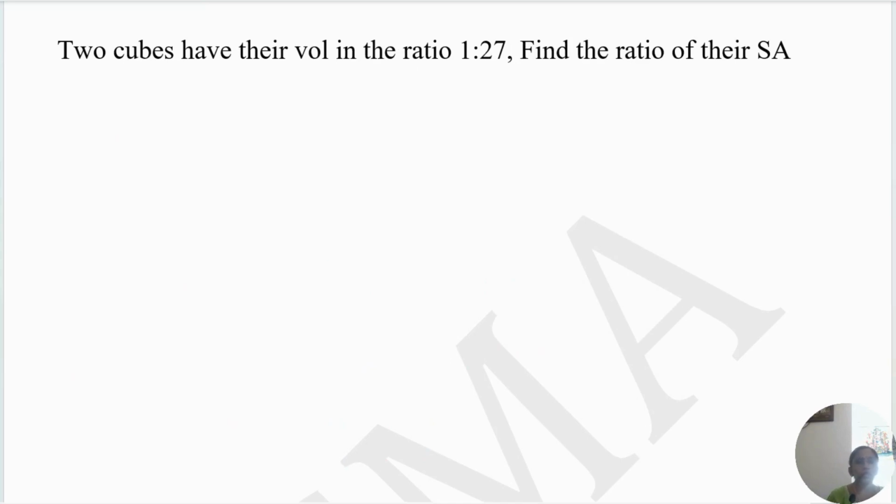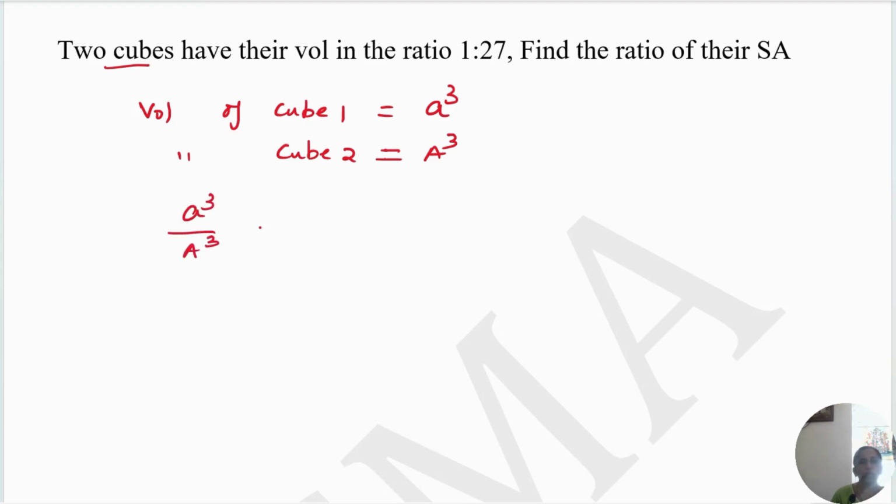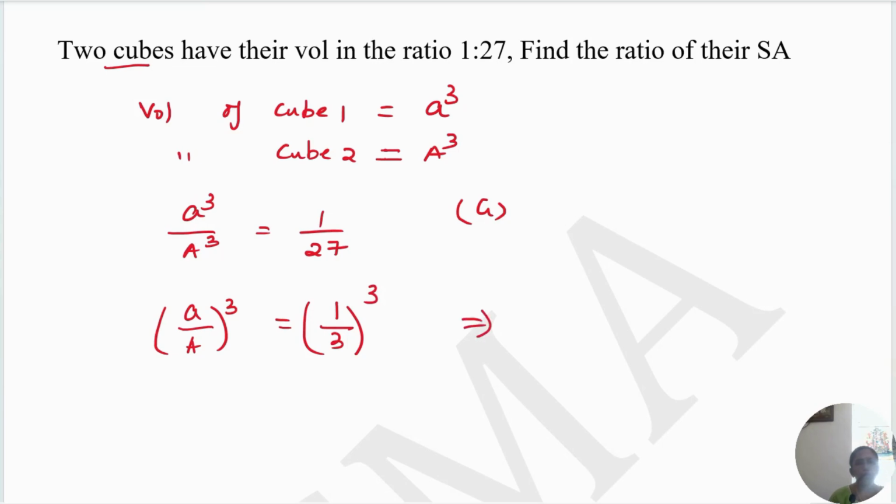Look at this question. Two cubes have their volume in the ratio 1:27. So volume of cube 1, you can consider it as a cube, and volume of cube 2 is equal to capital A cube. You can take it, and the ratio is given. So a cube divided by A cube is equal to 1 divided by 27. This is our given condition. So you can write like this: a by A whole cube is equal to, and 27 is 3 cube, so 1 by 3 whole cube. So from here a by A is equal to 1 by 3.